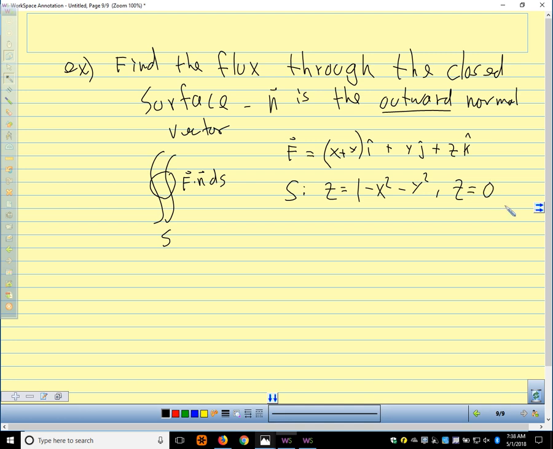So what is that thing? Paraboloid. And the z equals 0? That's the bottom of the paraboloid. So here's my surface in the first octant. To get the total outward flux, we need to evaluate two integrals. We have to find the flux out of this paraboloid, and we also have to find the flux out of the bottom. So for a closed surface, you have to consider all of the boundaries.